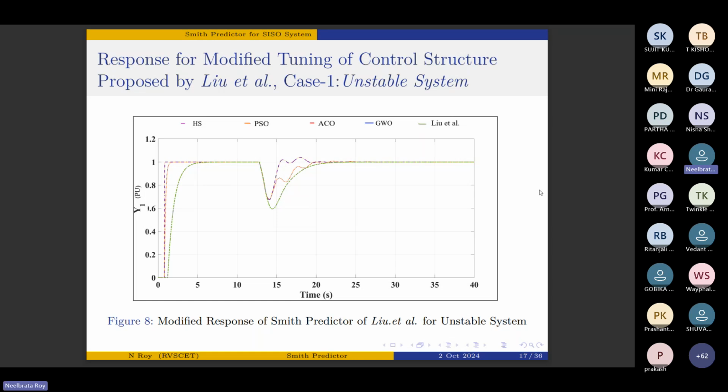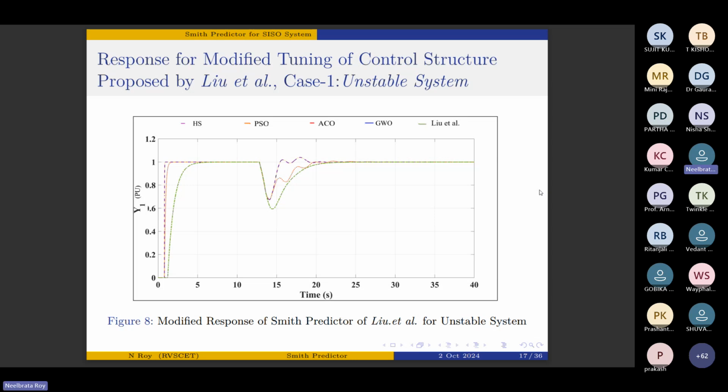Thus, this is for the unstable plant which was used by Liu et al. in his work. So we can say that if we use optimization based tuning here, we get much better results than the method proposed by Liu. Now, with this knowledge, we try to make this plant work for a stable system also.